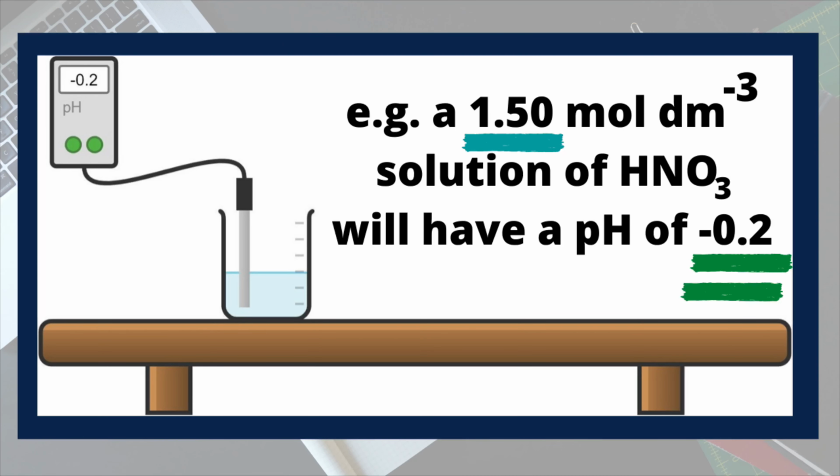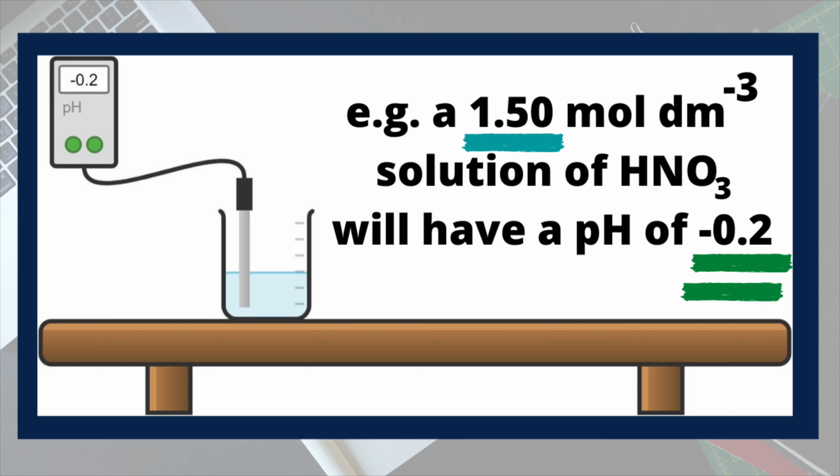Here we have our second worked example, and I particularly like this one, not only because it uses nitric acid, which you're not as familiar with, but also because it gives you a pH value that is actually less than 1 and is a negative number.